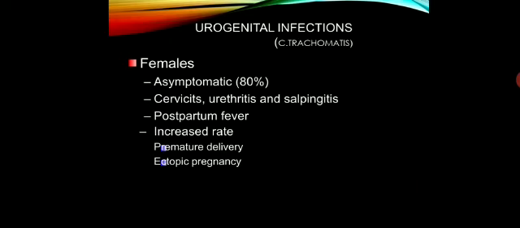The urinogenital infection in females is mainly asymptomatic. 80% of women are asymptomatic. Cervicitis, urethritis and salpingitis are severe infections by this type of bacteria, along with postpartum fever, increased metabolic rate, premature delivery and ectopic pregnancy. So when Chlamydia trachomatis infects, the symptoms are mainly asymptomatic.